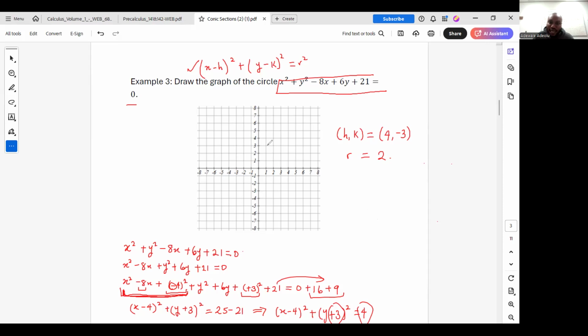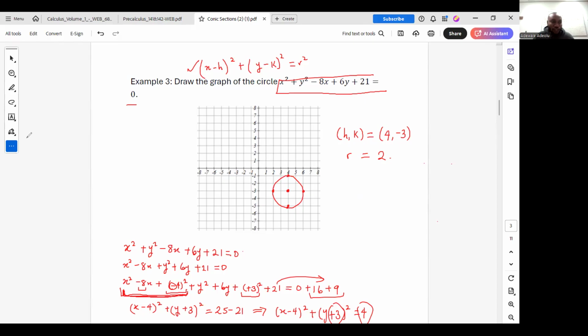So with that, I just need to go to the graph for negative 3 here. From this point, I count 2 to the right, 2 downward, 2 upward, and 2 sideways to the left. So I have this circle. So that is that. It is as simple as that.